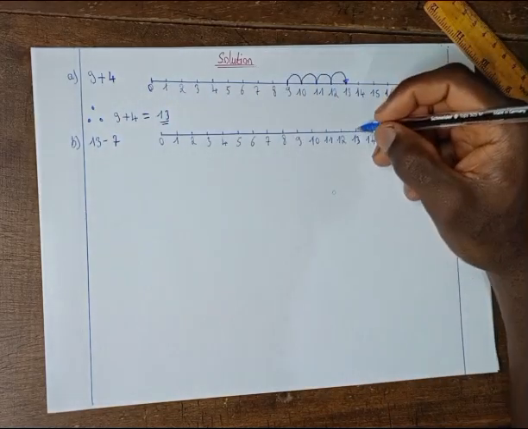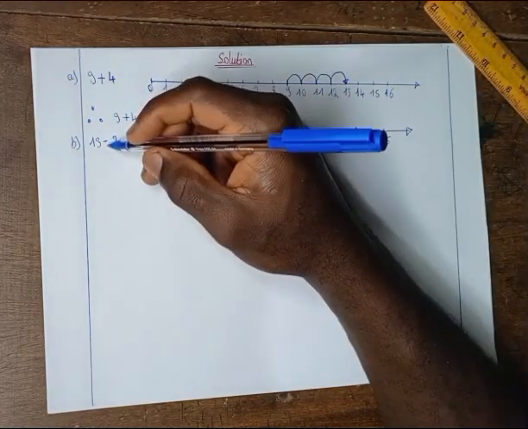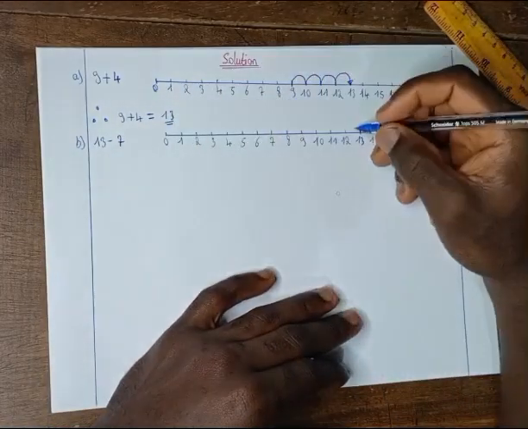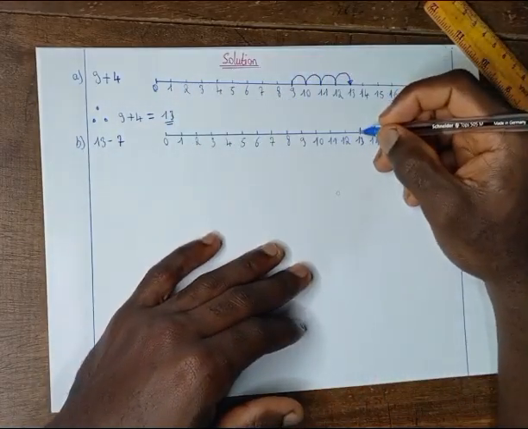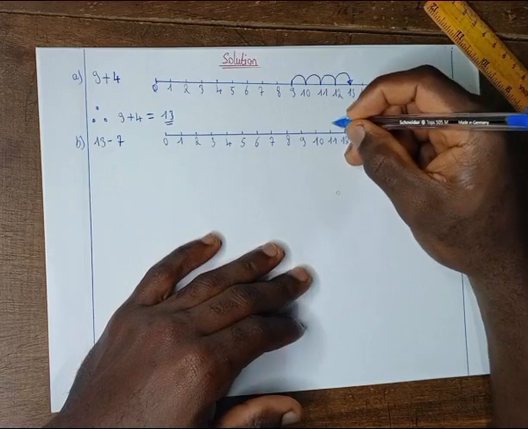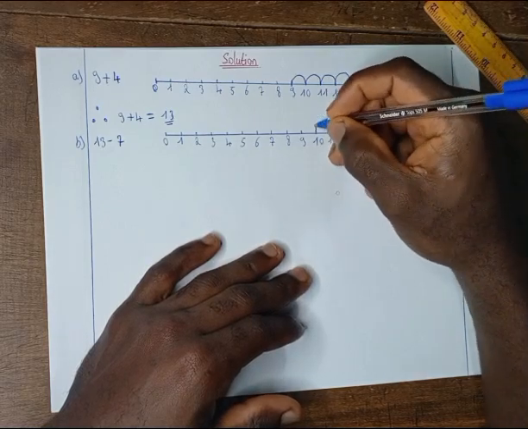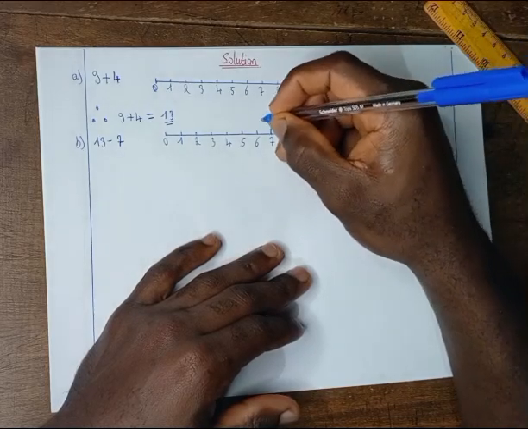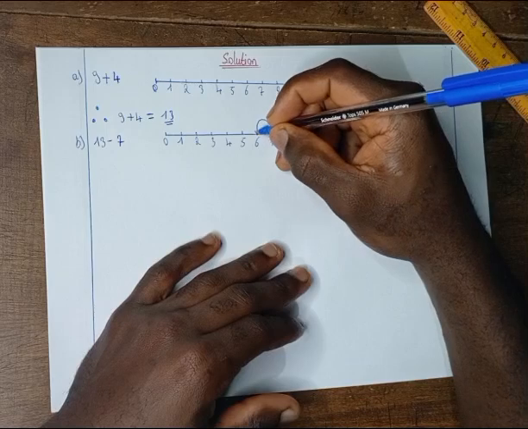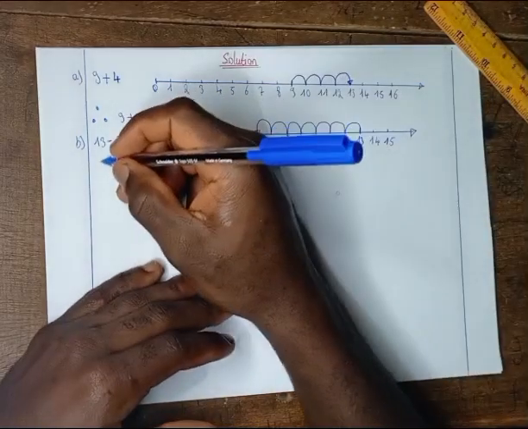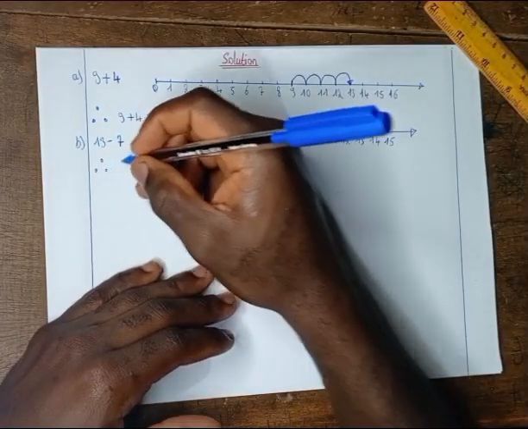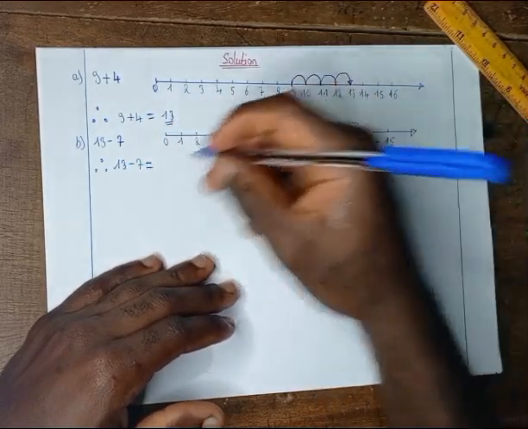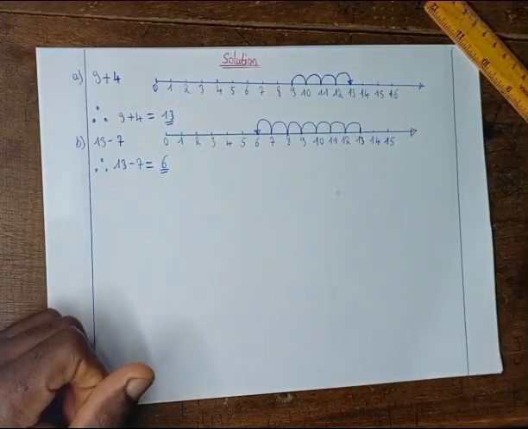The first number 13, we need to identify the first number. The operation sign is minus, so we are moving to the left hand side. The second number is 7, so we have to move 7 units to the left hand side. We are going to move 1, 2, 3, 4, 5, 6, 7. We need to end here with an arrow. We conclude, therefore, 13 minus 7 is equal to 6. That's our answer.